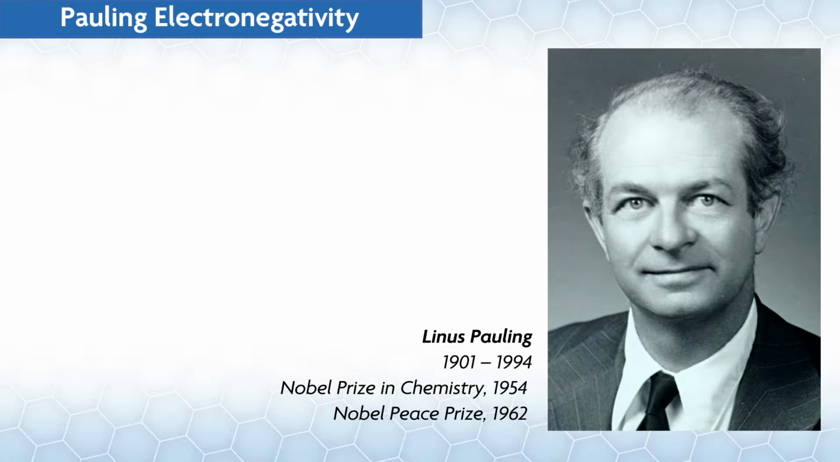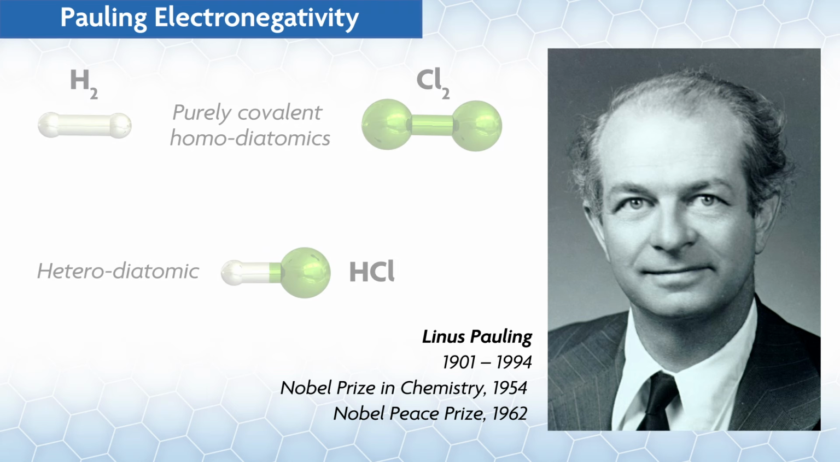Pauling won the Nobel Prize in Chemistry in 1954 for his research into the nature of the chemical bond and its application to the elucidation of the structure of complex substances. He has the distinction of being the only person to ever win 2 individual Nobel Prizes, this in chemistry and the Nobel Peace Prize in 1962.